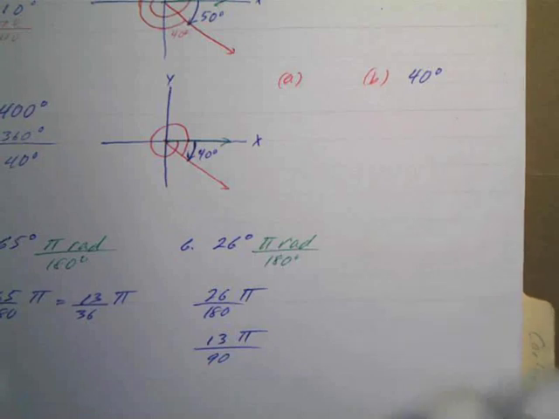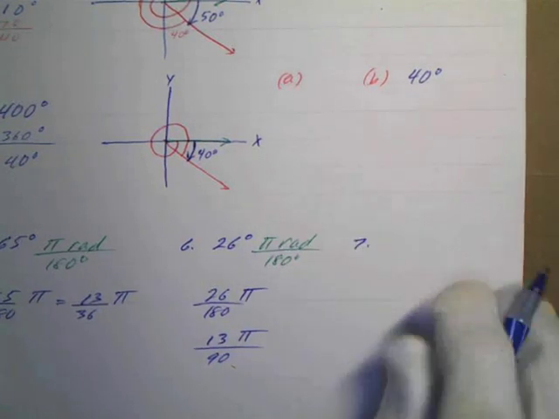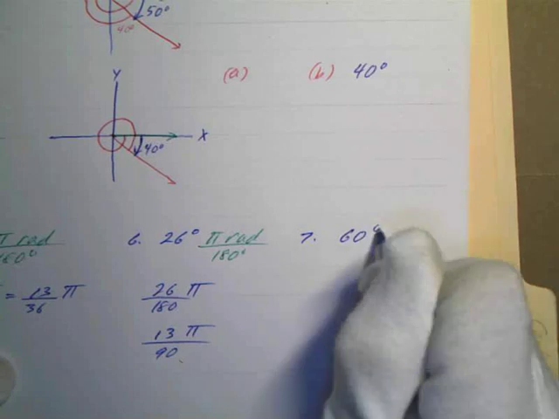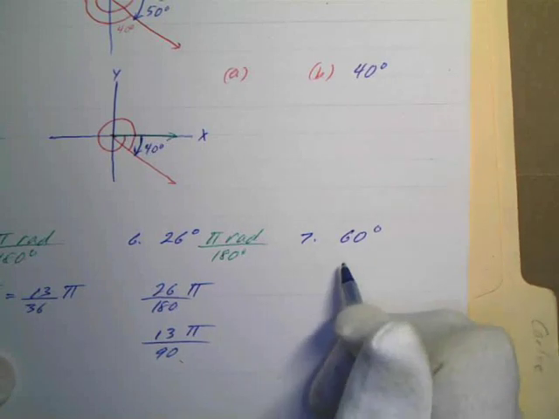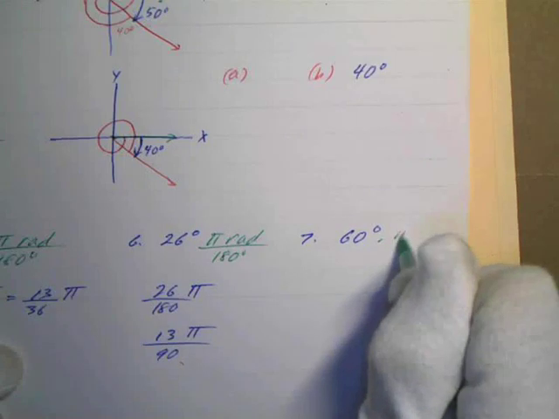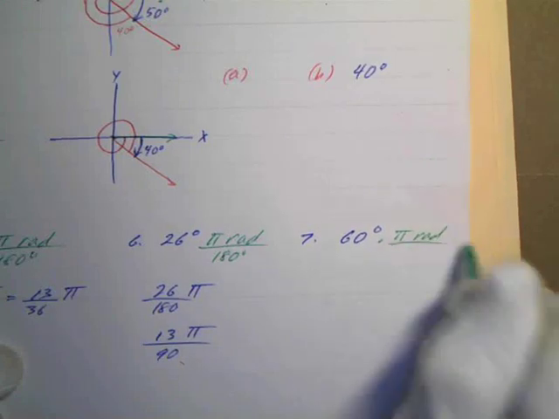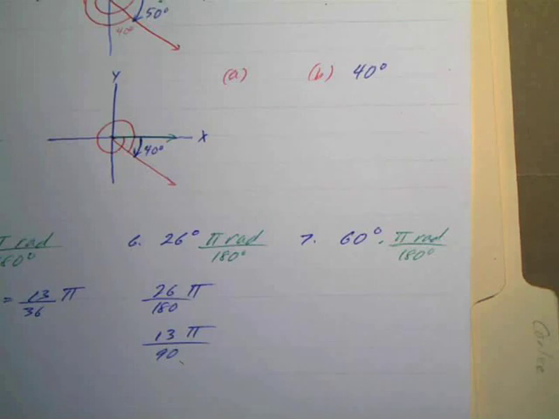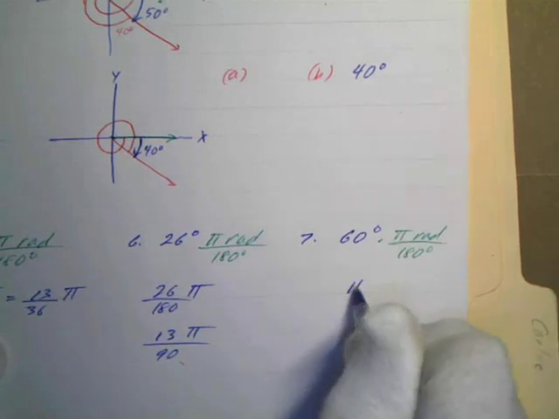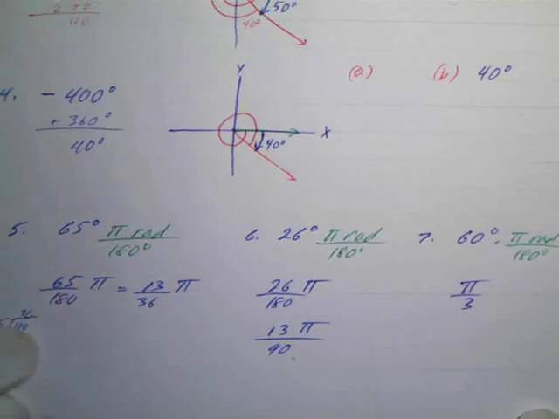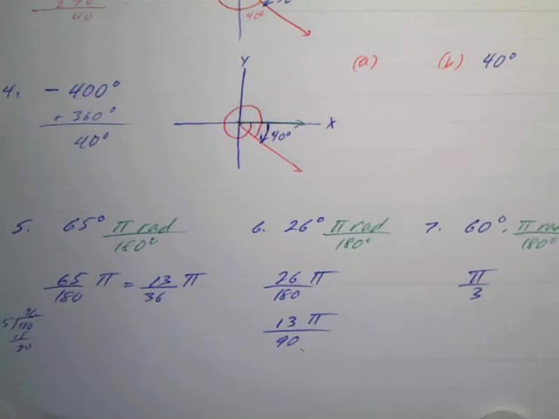Radians. And then number 7, 60 degrees. That's a nice one there. So we've got 60 degrees times pi radians over 180 degrees, and that just goes in there 3 times, so that's our good old pi over 3. That's your conversion factor, and like I said, if you use your units, that's going to help you remember what goes on top.